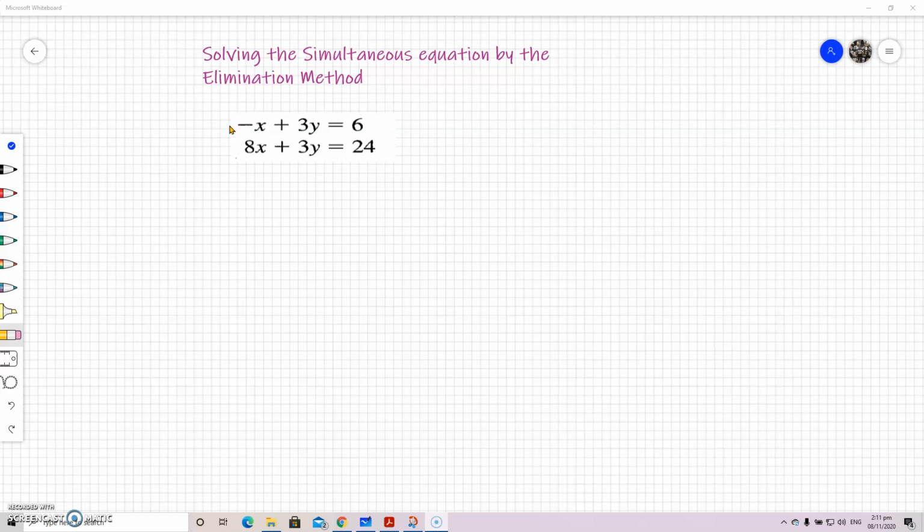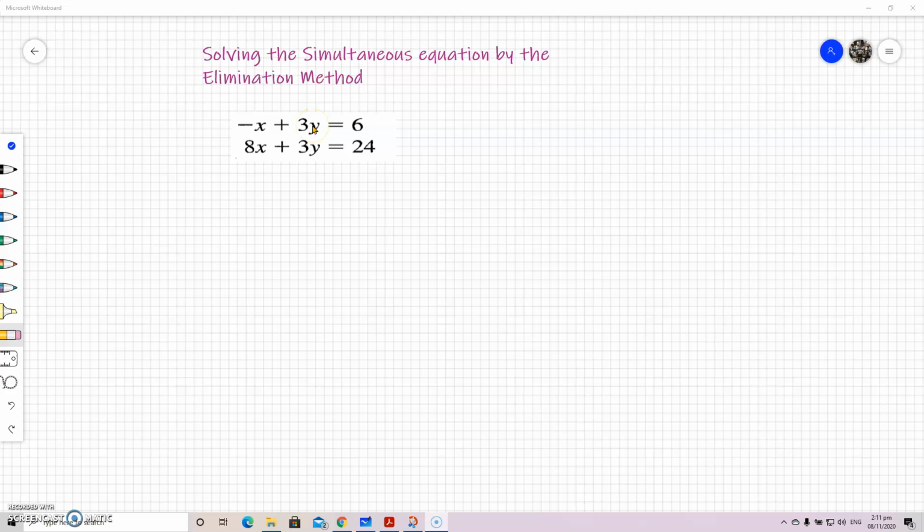Again, we are using the elimination method. So we are working with a pair of linear equations. This is the first linear equation, minus x plus 3y is equal to 6, and 8x plus 3y is equal to 24. Here the highest power of x is 1, highest power of y is 1. Highest power of x here is 1, highest power of y here is 1. So this here is a pair of linear equations.